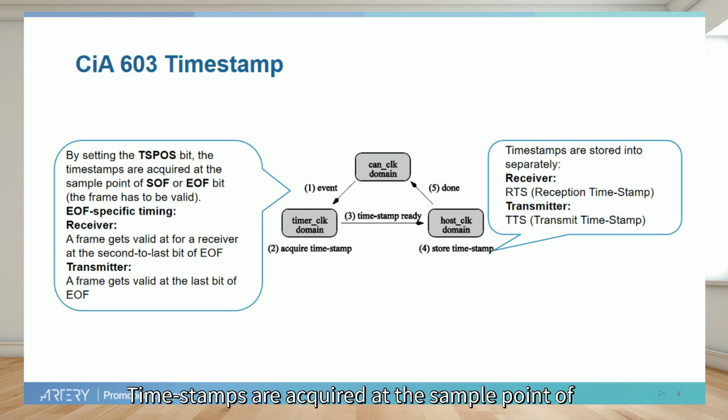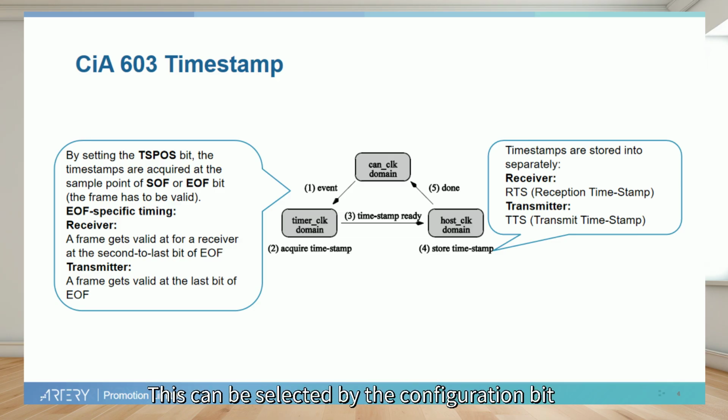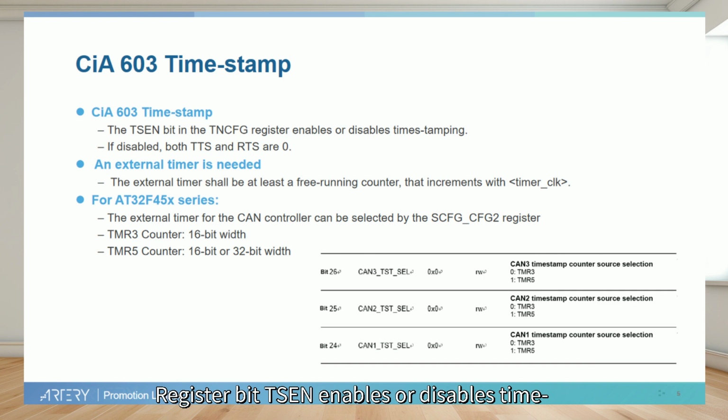Timestamps are acquired at the sample point of the SOF or EOF bit where the frame is taken to be valid. This can be selected by the configuration bit TSPOS. A frame gets valid for a receiver at the last but one bit of EOF, but for a transmitter at the last bit of EOF. Register bit TSEN enables or disables time stamping. If disabled, TTS and RTS are 0.